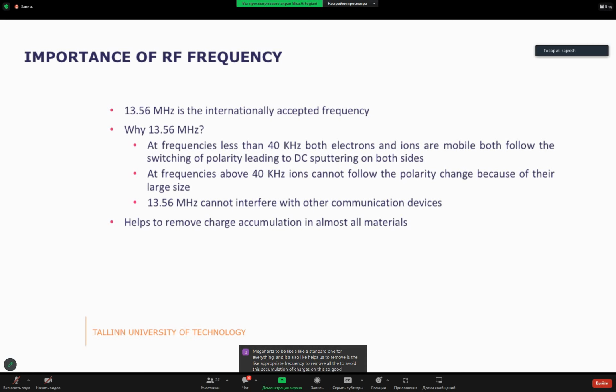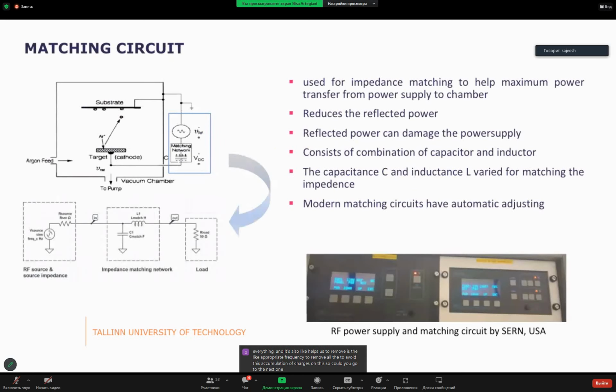So could you go to the next one? So yeah, this is our second main part, which is the matching circuit. You can see on this schematic diagram the RF power supply, and then there will be a matching circuit. So why are we using this matching circuit? The RF power supply will generate the power, and it should be completely transferred to the load, which is our magnetron.